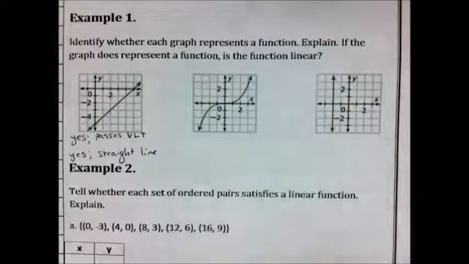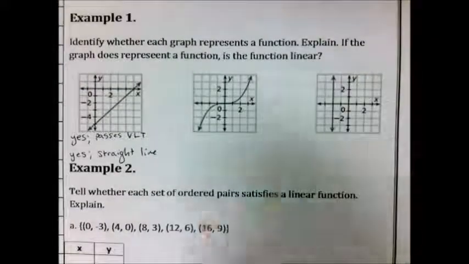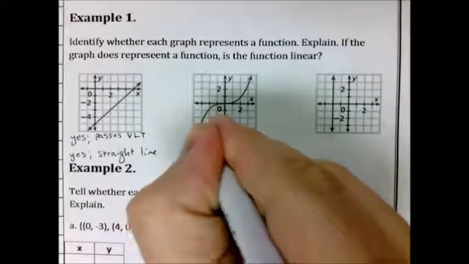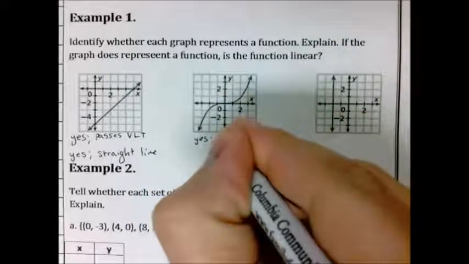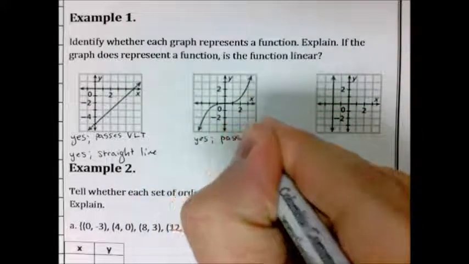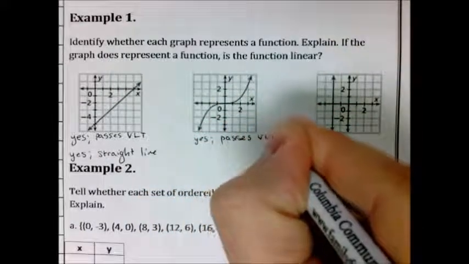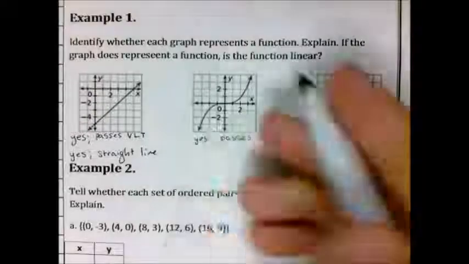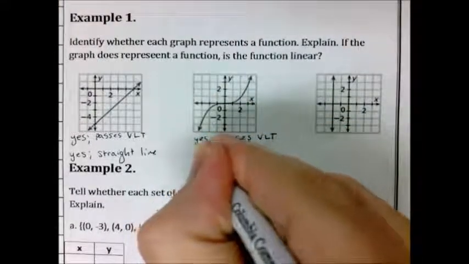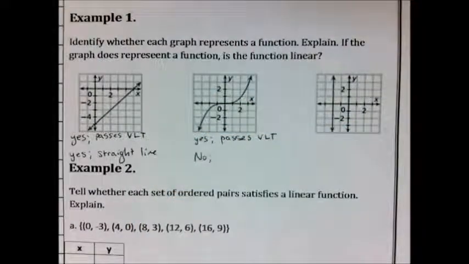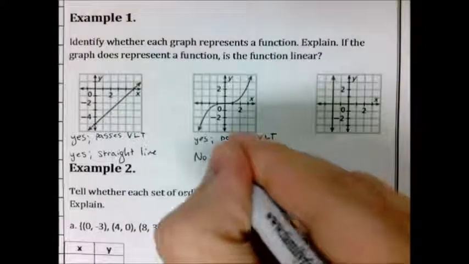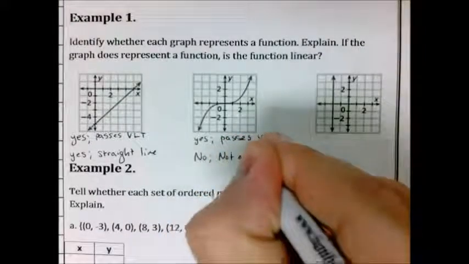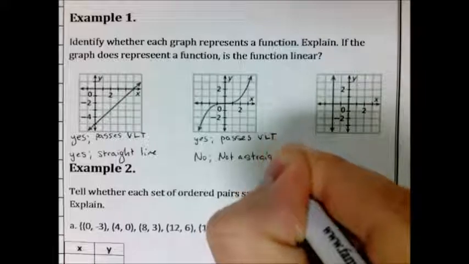Okay. Now this second function here, we can see that yes, this is also going to pass the vertical line test, so it is a function. It passes the vertical line test, VLT. But is it a straight line? Is it linear? We can see that no, there's this curve to it, so no. This is not going to be a linear function because it is not a straight line.